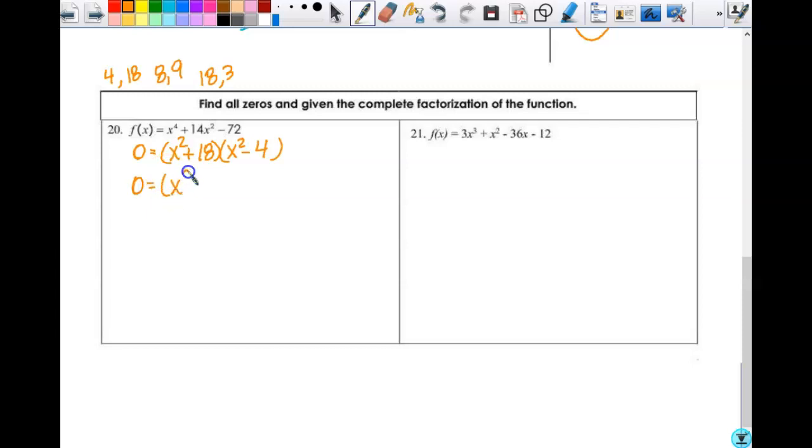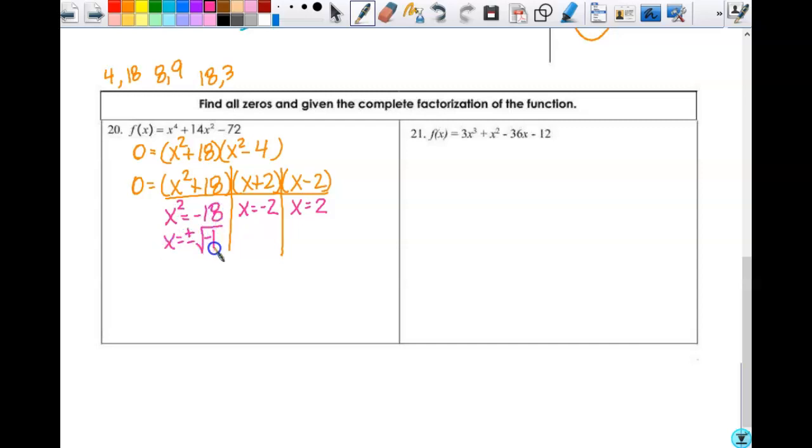0 is equal to, well, this is still x squared plus 18. Then this is going to give me x plus 2 and x minus 2. Okay, so then I'm going to solve these. This is going to give me x equals 2, x equals negative 2, and then this will give me x squared equals negative 18. So x equals plus or minus the square root of negative 18. So I know that negative comes out as i, and then I have to simplify the square root of 18. Well, 18 is 9 times 2, so the square root of 9 is 3, so 3i square root of 2. So there are my zeros. So x equals plus or minus 3i square root of 2 and plus or minus 2.